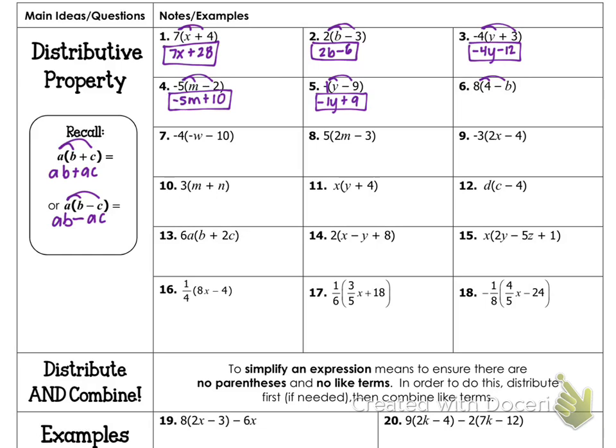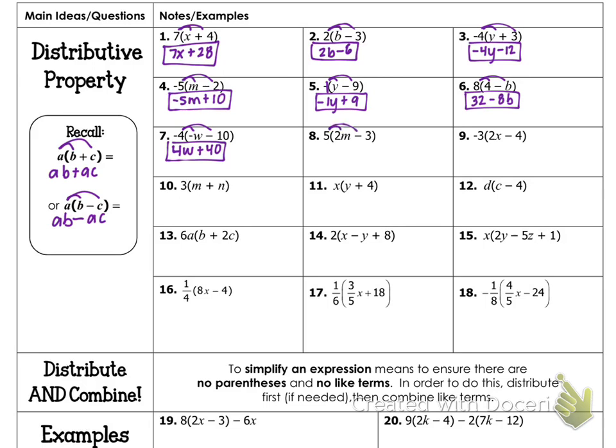Okay, 8 times 4, that's 32. And then the next one's 8 times -b, which is -8b. Always put the number before the letter. So this coefficient, the number in front of the variable, comes first, and then you put the variable. Okay, so this one, -4 times -w is a positive 4w, because negative times negative is positive, and -4 times -10 is a positive 40.